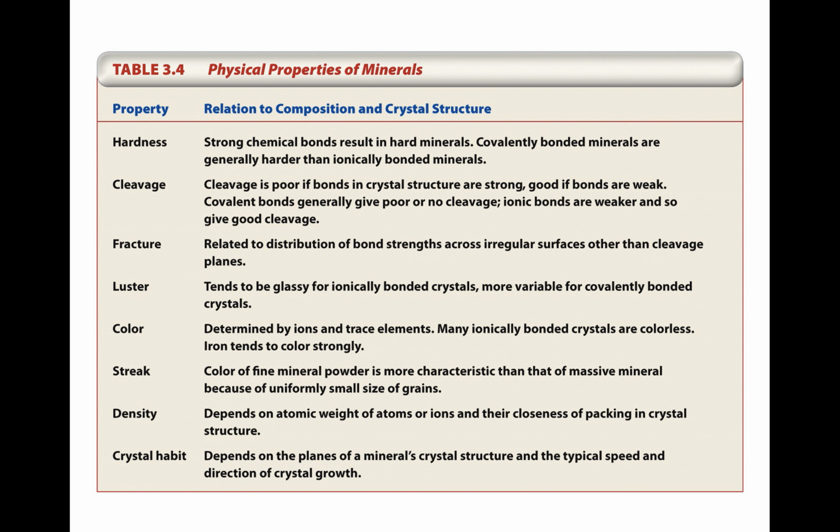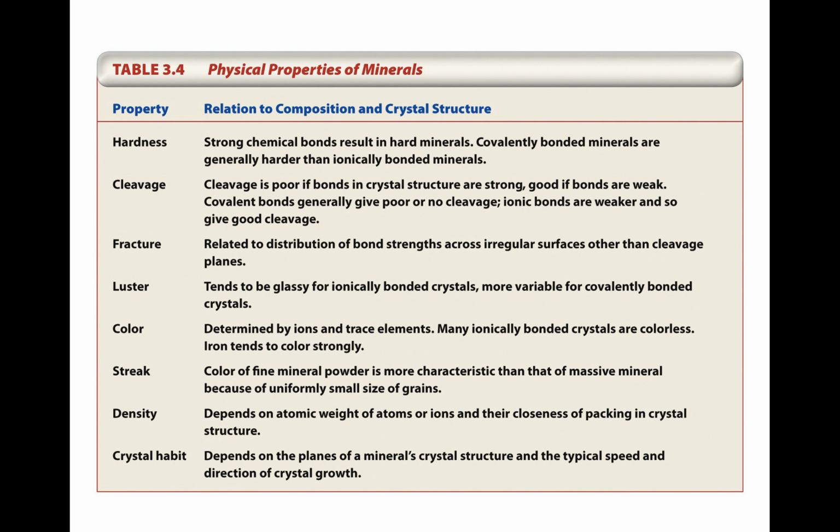So the hardness is controlled by the chemical bonds, and that will result in the hardness of minerals. Covalently bonded minerals are generally harder than ionically bonded minerals. Then we have the cleavage. The cleavage is poor if bonds in crystal structures are strong, good if bonds are weak. So for example, when you are looking at these sheets, from the sheet silicates, there you have very weak bonds. Covalent bonds generally give a poor or no cleavage. Ionic bonds are weaker and so give a good cleavage.